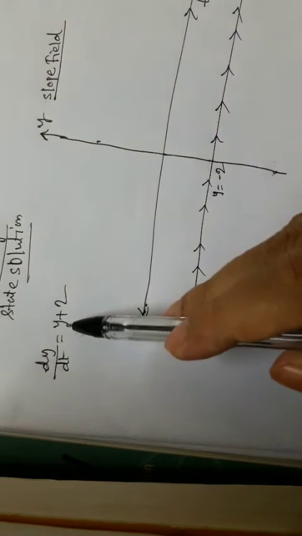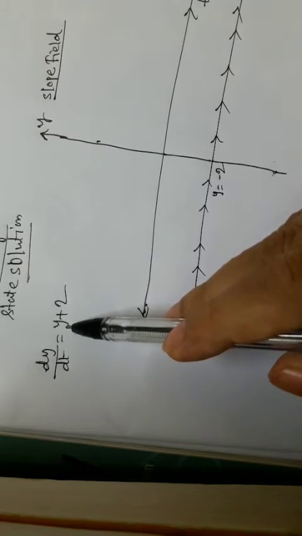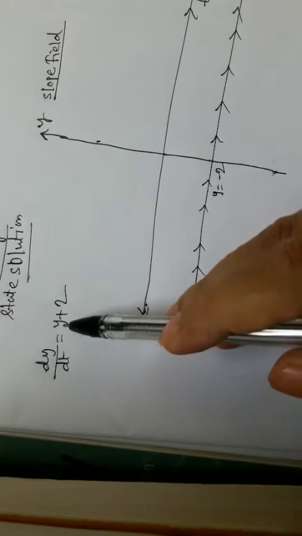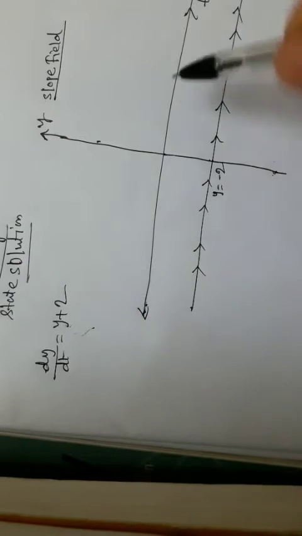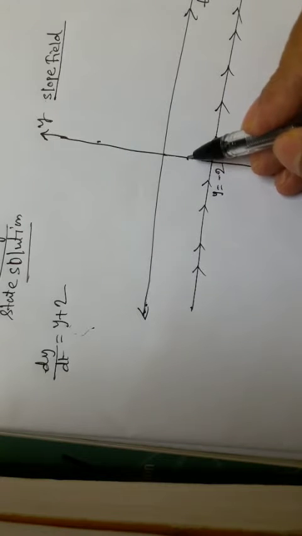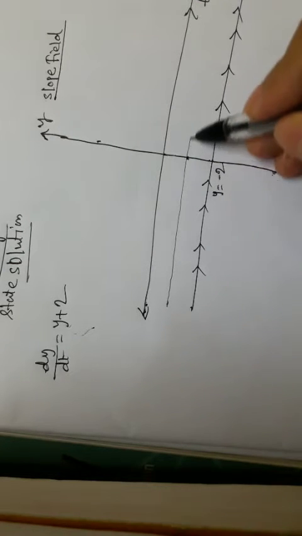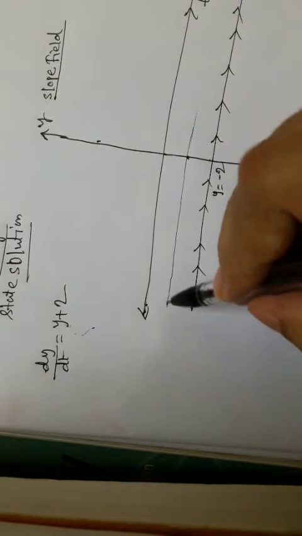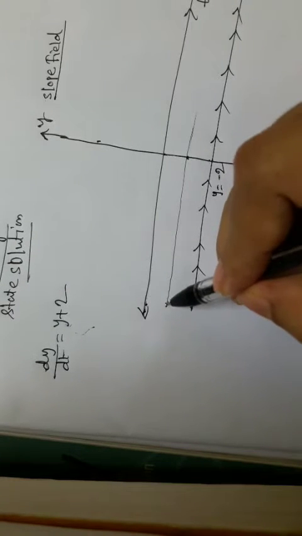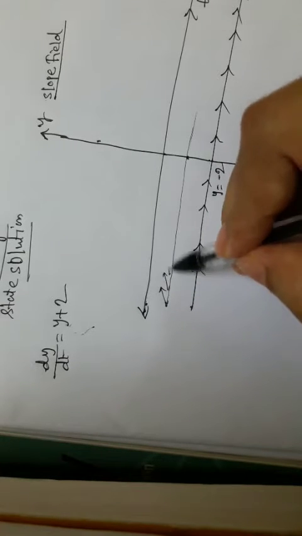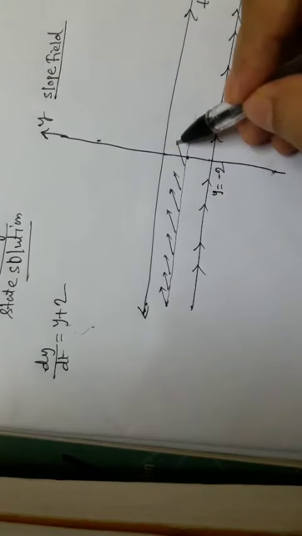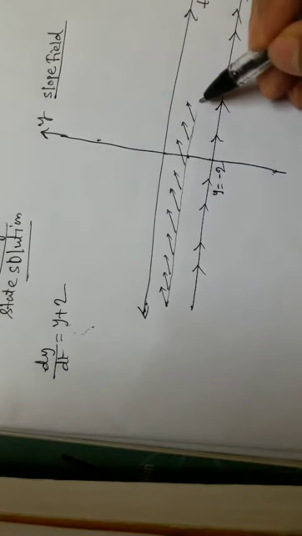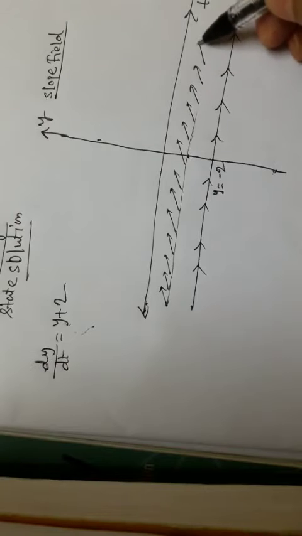Now if I put here y is equal to minus 1, then we get dy/dt is equal to minus 1 plus 2 is equal to 1. So slope will be 1. On the line y is equal to minus 1, slope will be 1, so the arrow will be like this. That's tan 45. Slope 1 means tan 45 degrees.